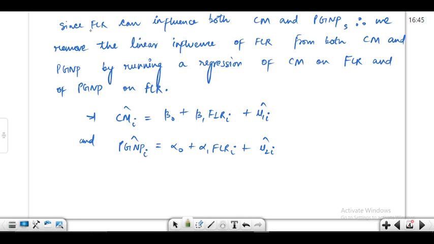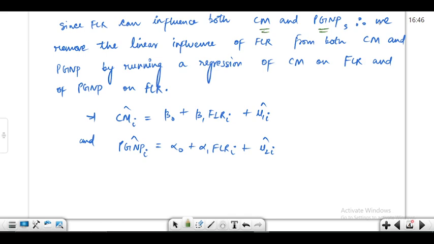Now we know in statistics that any variable can influence any other variable. So FLR can influence both your child mortality and your per capita gross national product.